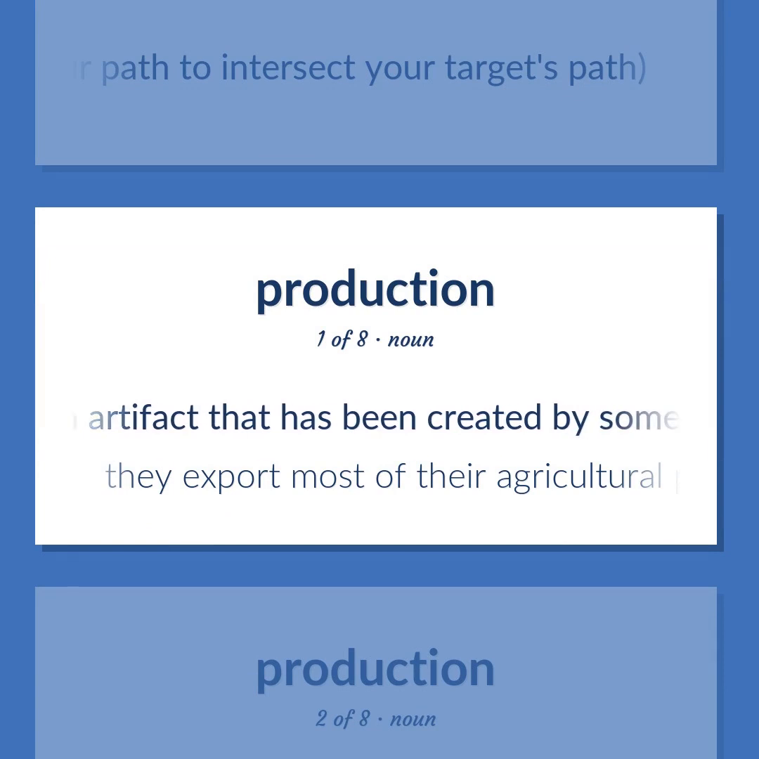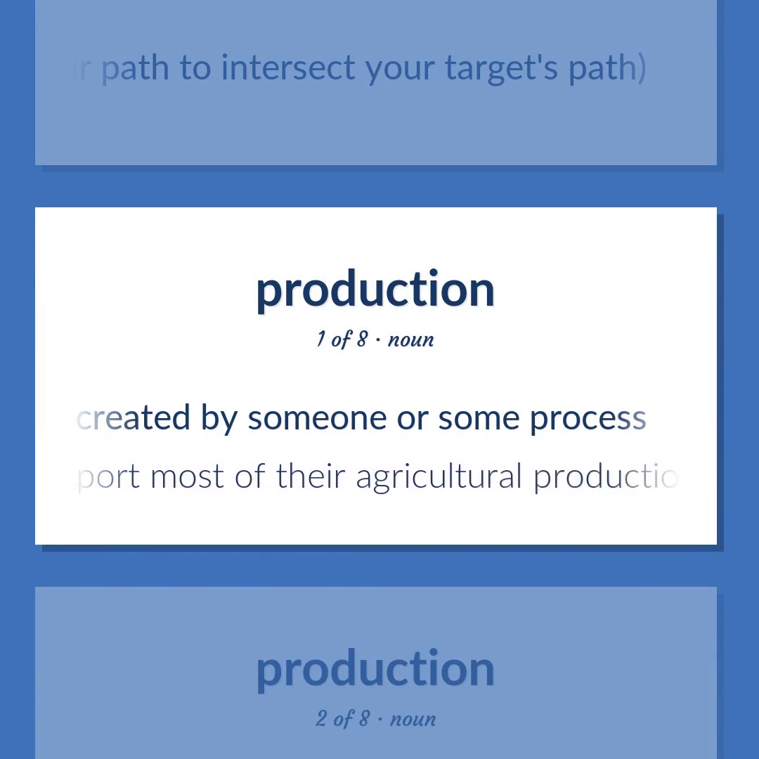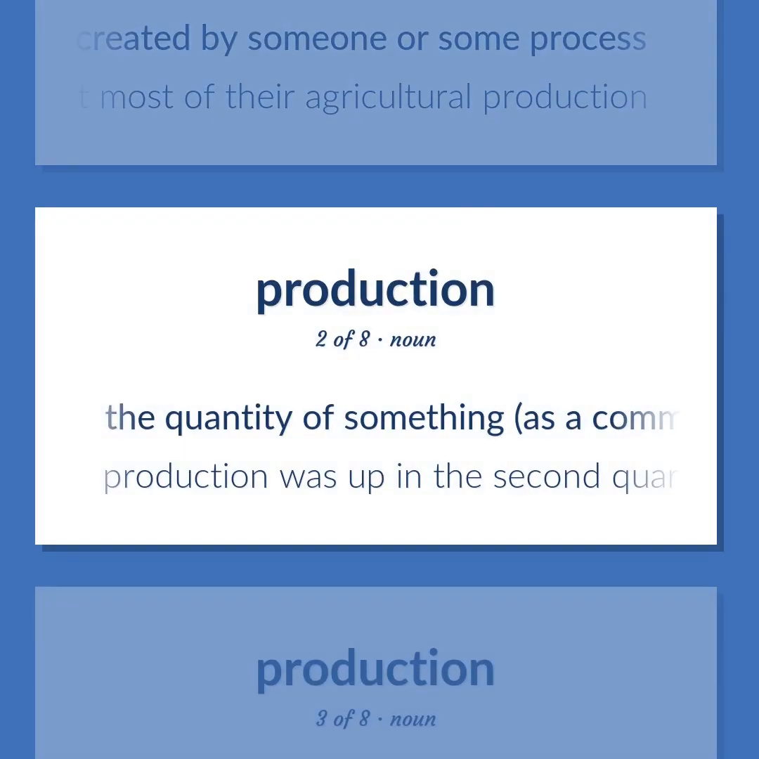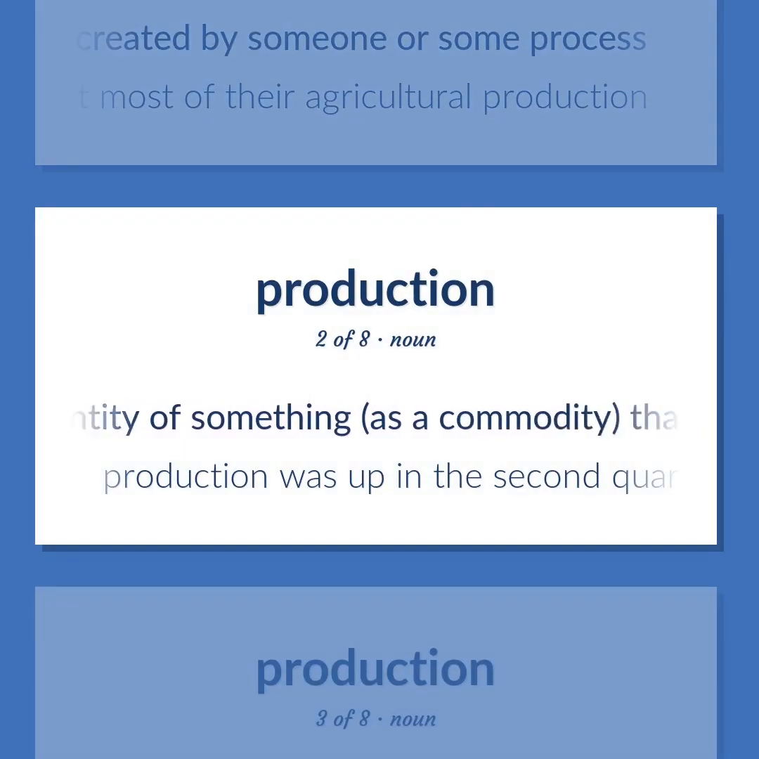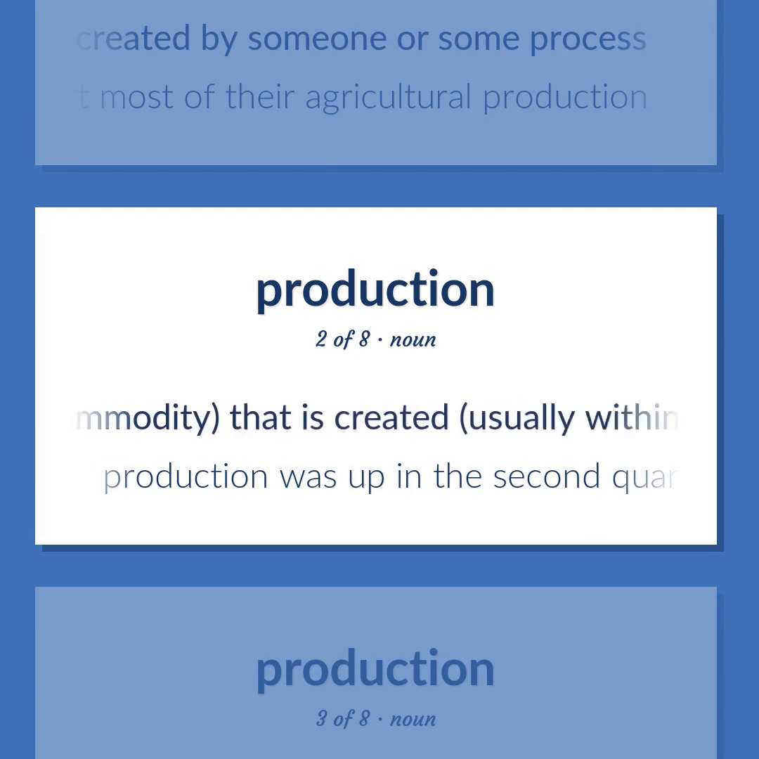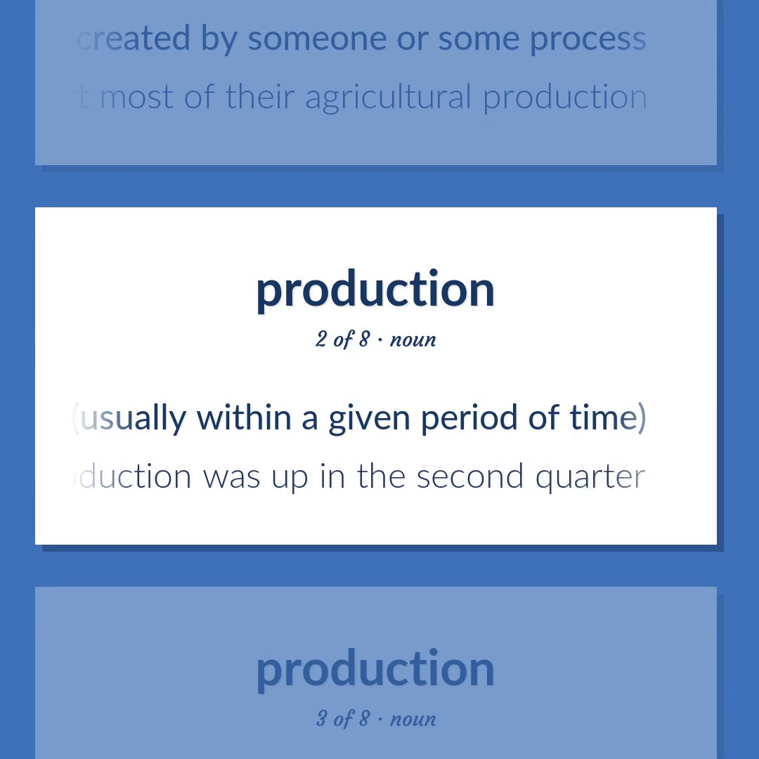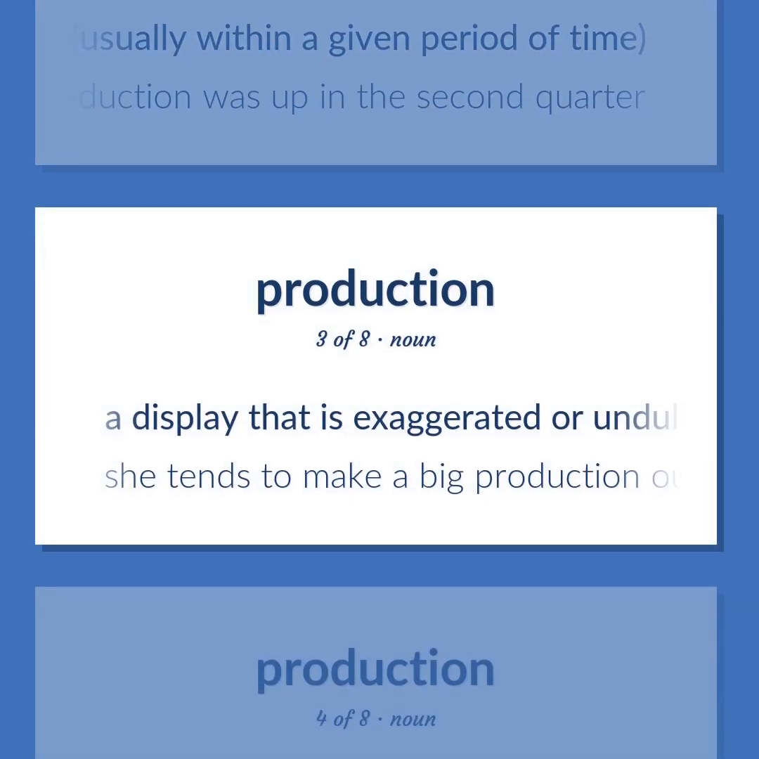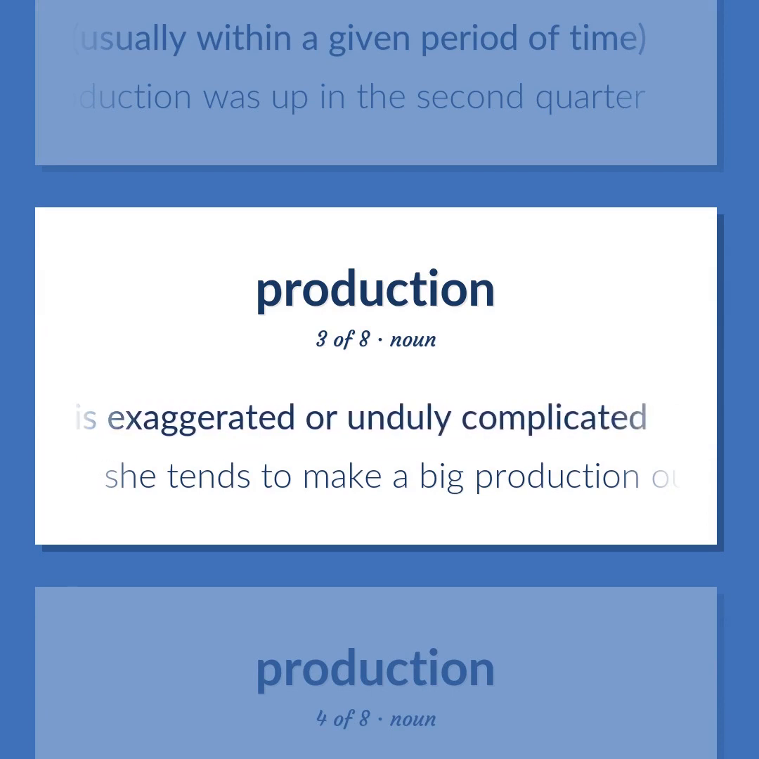An artifact that has been created by someone or some process. They export most of their agricultural production. The quantity of something, as a commodity, that is created, usually within a given period of time. Production was up in the second quarter. A display that is exaggerated or unduly complicated. She tends to make a big production out of nothing.